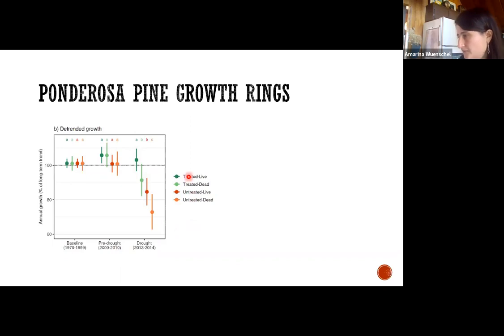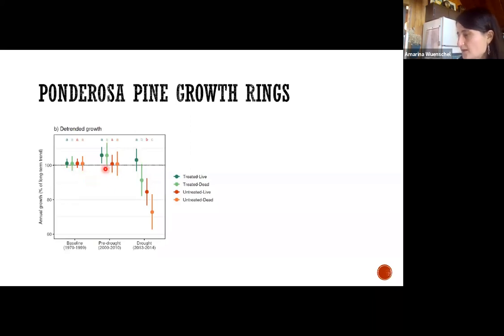And we have treated in greens and the untreateds in reds. And then the darker colors here are live, and the lighter shades are the dead trees. And as you can see for this baseline period, everything's just about the same, which makes sense.